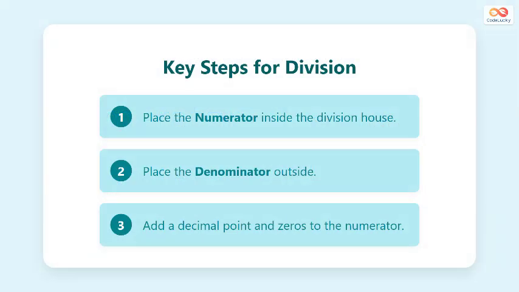Here is the strategy we will use. Step 1. Place the numerator, the top number, inside the division house. Step 2. Place the denominator, the bottom number, on the outside. And step 3. Since the numerator is usually smaller, we will need to add a decimal point and some zeros to the number inside to perform the division.